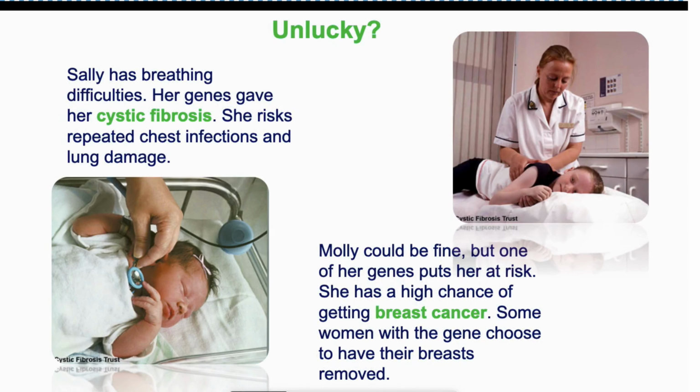Of course. Sally has breathing difficulties. Her genes gave her cystic fibrosis. She risked repeated chest infection and lung damage. Molly could be fine, but one of her genes put her at risk. She has a high chance of getting breast cancer. Some women with the gene choose to have their breasts removed.